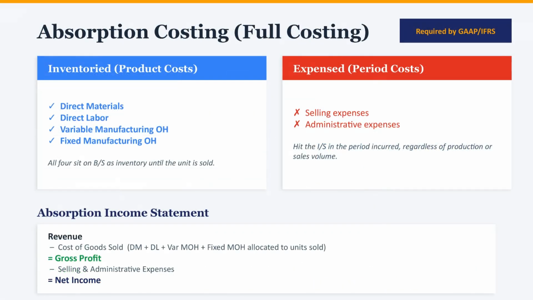Absorption costing, known as full costing, distinguishes between inventoried product costs, which include direct materials, direct labor, variable and fixed manufacturing overhead, and period costs like selling and administrative expenses. An absorption income statement format demonstrates gross profit calculation. The separation into blue and red categories clarifies how costs are treated, reinforcing GAAP and IFRS standards, and emphasizes the importance of aligning cost allocation with accounting principles.